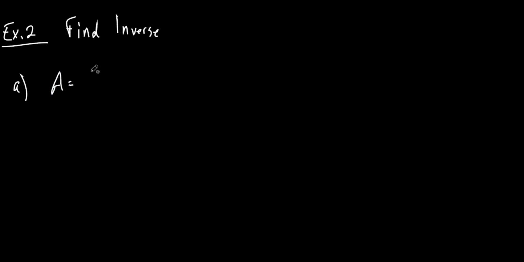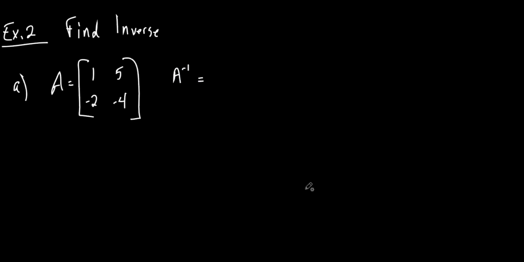All right, so let's take a look at example 2. It says find the inverse. They give you part A and part B. Part A, they tell you, matrix A again. It doesn't always have to be A, it just happens to be. So this is going to be 1, 5, -2, -4. Okay, so that's my A matrix. And so what am I trying to find? I'm trying to find the inverse, correct?